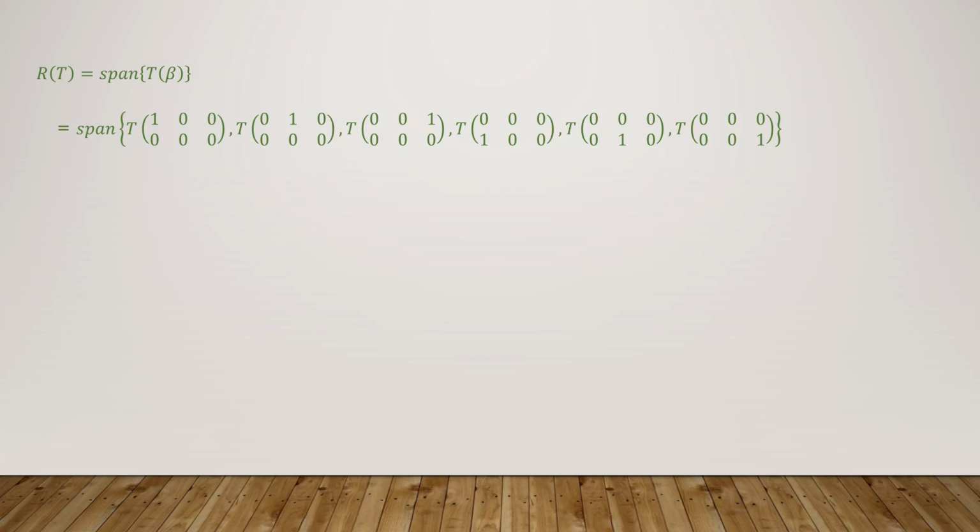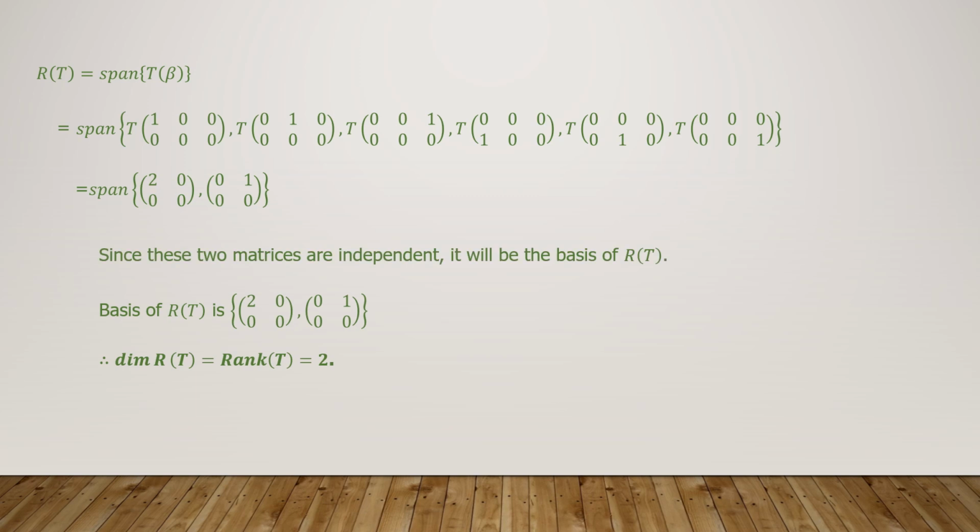Therefore, we can write R of T as span of T of beta, that is the image of the vectors of beta. Here it is with 6 vectors: T of V1, T of V2, T of V3, T of V4, T of V5 and T of V6. We know that out of these 6 images, only 2 are linearly independent. So we can write this in terms of span of those two vectors, 2, 0, 0, 0 and 0, 1, 0, 0. Okay, so R of T is span of this. These two are linearly independent, so we can say it is a basis of R of T: 2, 0, 0, 0 and 0, 1, 0, 0.